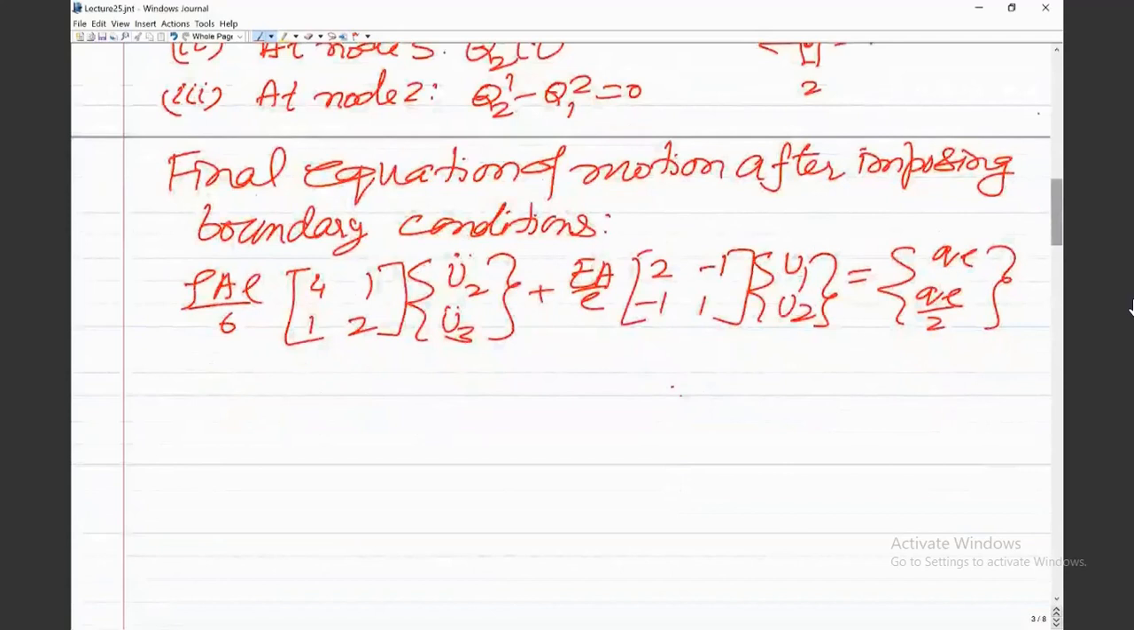Yes, we have U2 and U3, not U1. Thanks for correcting this. So this is U2 and U3. And this is the final equation of motion.